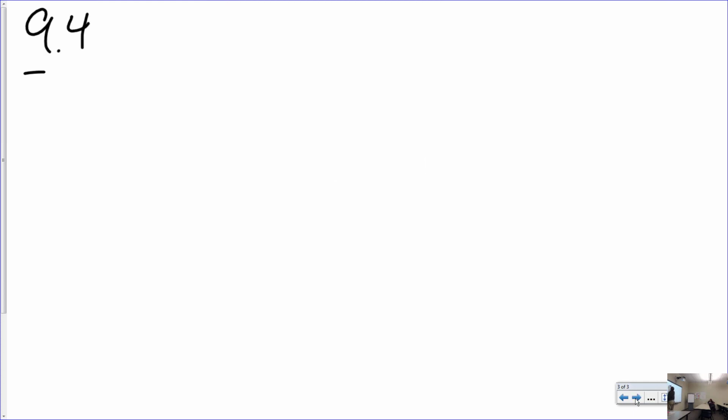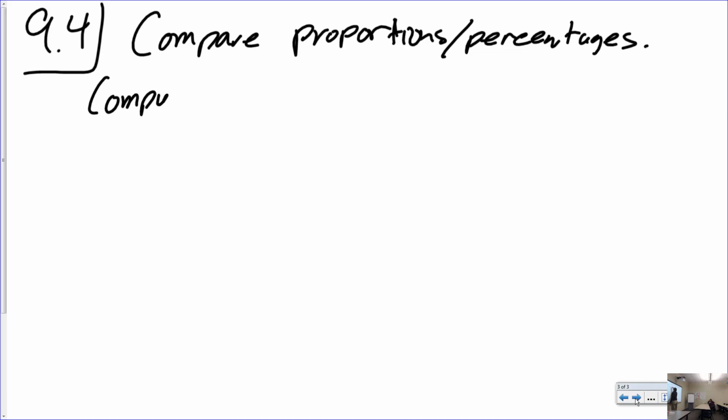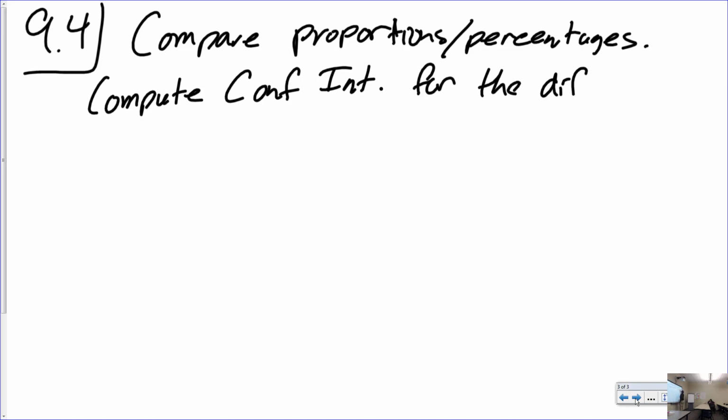So moving on, 9.4. We've compared means, we've now compared dependent means. Now let's move on to what we would normally go next, and let's compare proportions, slash percentages. So compute confidence intervals for the difference of proportions.